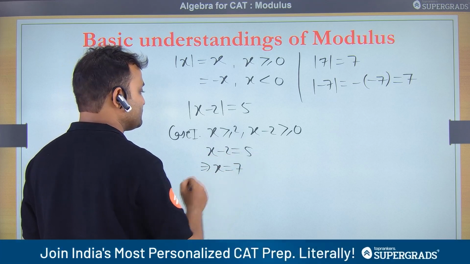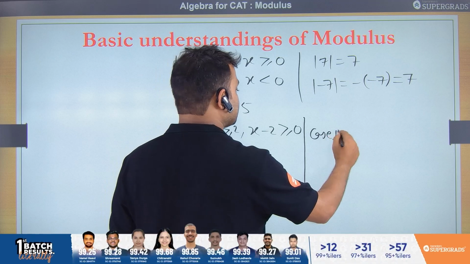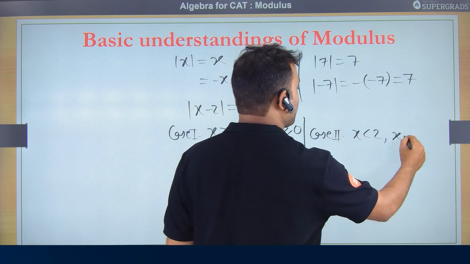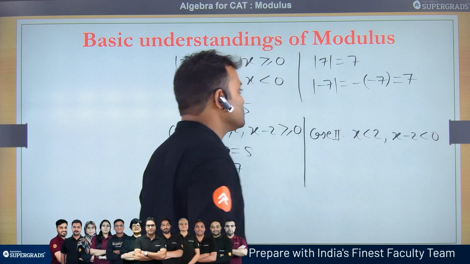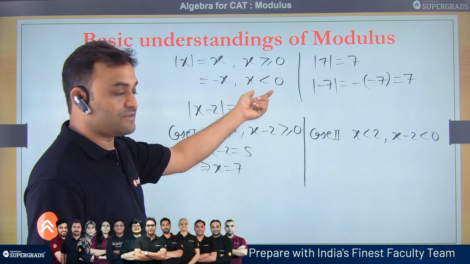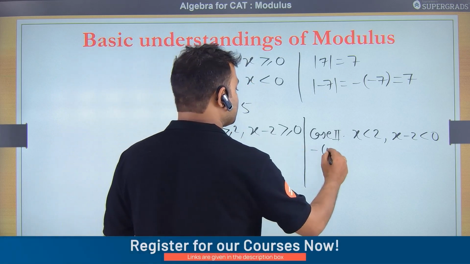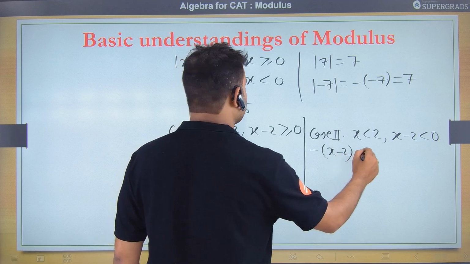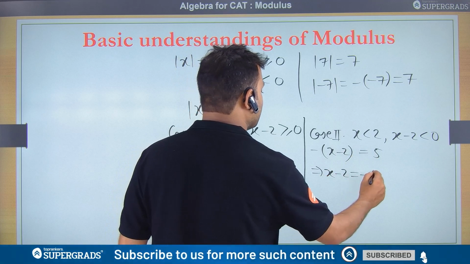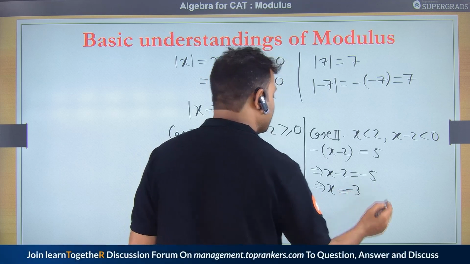or we can say x is equal to 7. But second case, we will have to take x is less than 2. In that case, x minus 2 will be less than 0. So whenever an expression inside modulus becomes negative, we take negative of that part. So we will have to take minus of x minus 2 is equal to 5, or we can say x minus 2 is equal to minus 5, or x is equal to minus 3.